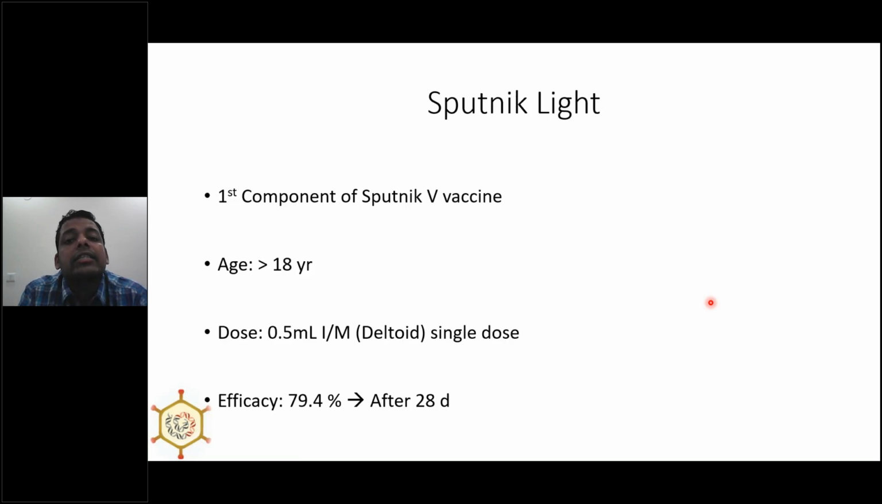Now another vaccine is the Sputnik Light. Sputnik Light is nothing but the first component of the Sputnik V vaccine. So if we get only the first component of the Sputnik V vaccine, single dose IM, that has an adenovirus 26 as the vector, then that is the Sputnik Light vaccine. This again has been found to have an efficacy of 79.4% after 28 days, and this has also been approved in Russia.